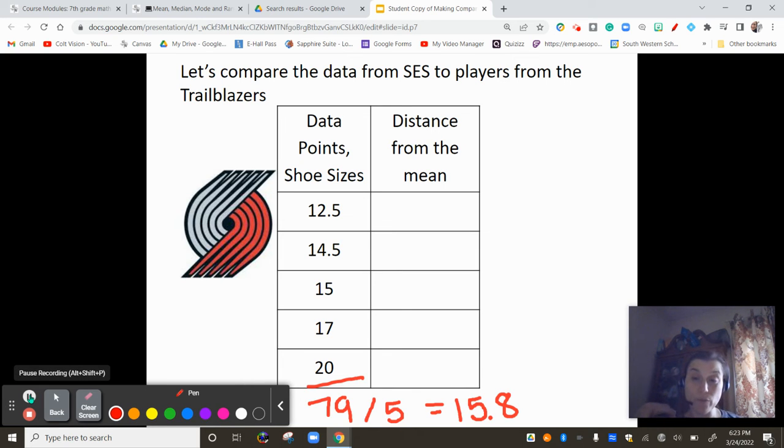Okay, so I found the mean, and that's 15.8. So now I'm going to subtract all of these numbers from the mean. So 15.8 minus 12.5 is 3.3. And then 15.8 minus 14.5, and subtract each one and see what differences you get. So pause and do that now.